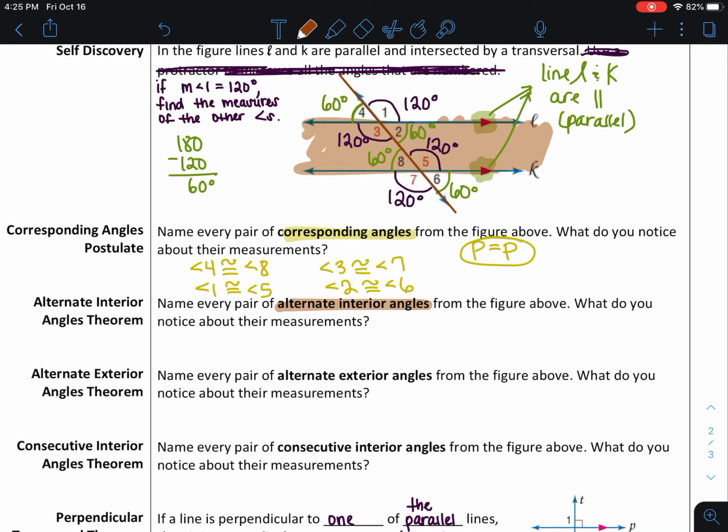So, alternate interior angles. We can see here that angle 3 and angle 5 are on different sides of the transversal, and they're also on the interior. So that's going to be angle 3 and angle 5. All right, and a cool thing about alternate interior angles is that they are also congruent. So they're also equal to each other. Okay, and then we also see that angle 2 and angle 8 are alternate interior angles. All right, and that's it.